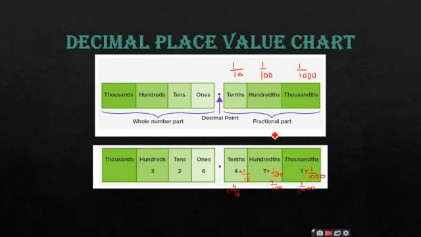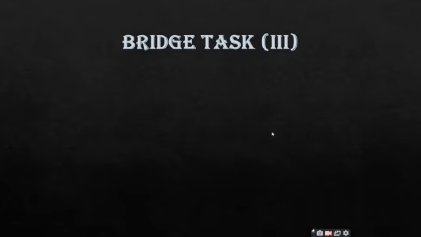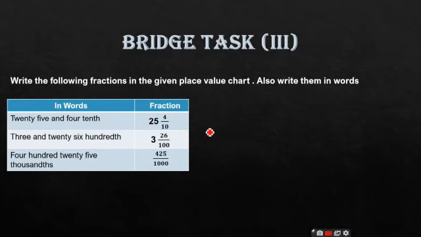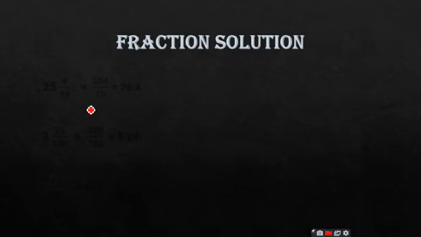I hope you all have understood. Now let's start bridge task number 3. In this task we have to write the fraction in the given place value chart, and then we have to write them in words. So first we will discuss the fractions in the place value chart, and then we will discuss this in words. Now first we will convert all these fractions into decimals, starting with the fractions from our previous slide.